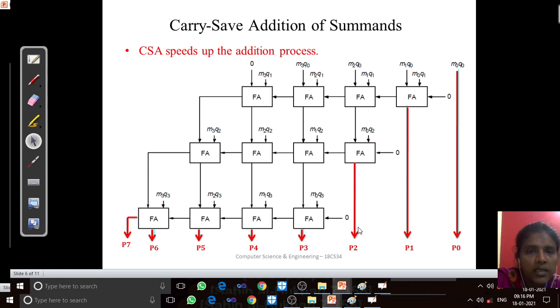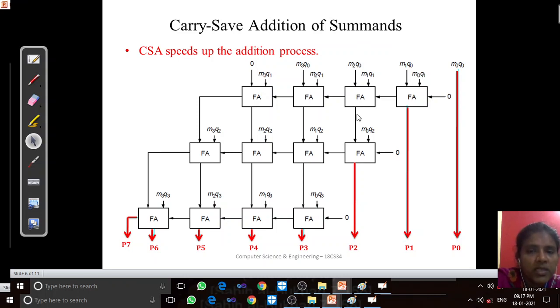Now we'll see another method to speed up the multiplication, called carry save addition of summands. CSA speeds up the addition process. How? You can see this circuit. What you see, it uses a full adder of what? A 3 input full adder. And CSA can be implemented using a ripple carry adder or a carry look ahead adder. Obviously, carry look ahead adder is fast compared to ripple carry adder.